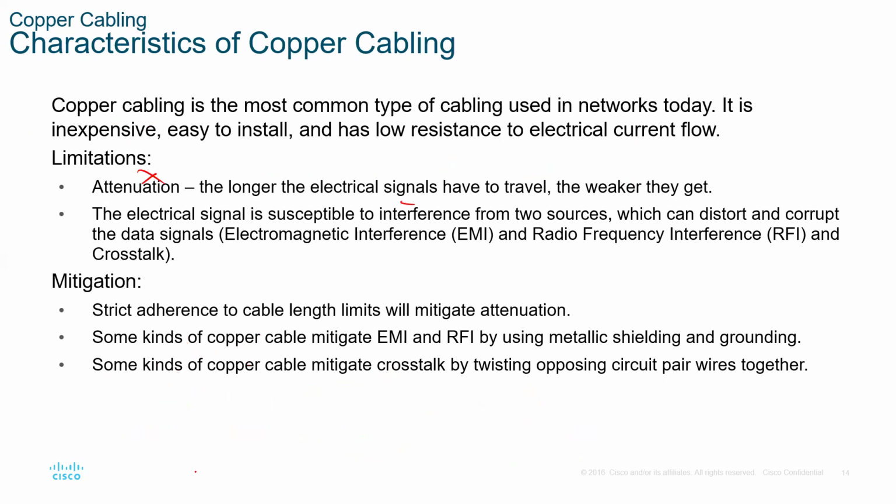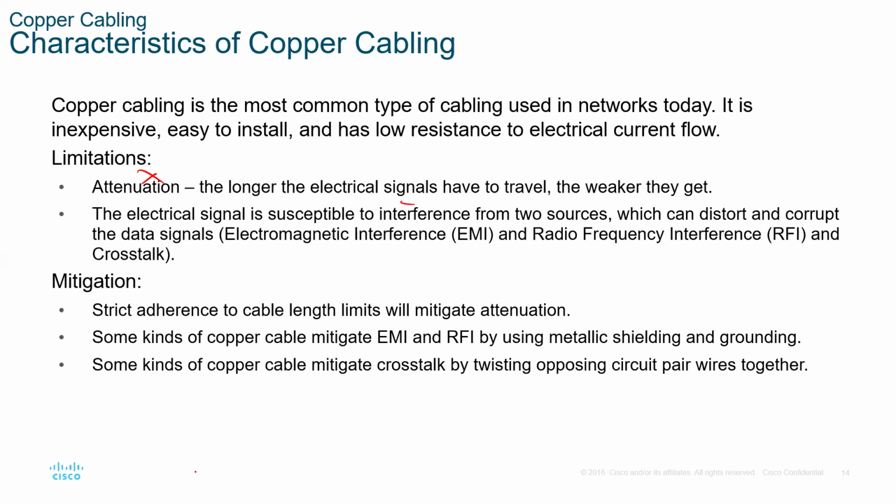The electrical signal is susceptible to interference from two sources. Right? We have two types of interference. That's a problem for copper, which is not a problem for fiber, by the way. We have EMI, electromagnetic interference, and radio frequency interference. Electromagnetic interference is external electromagnetic disturbances that degrade the performance of an electronic system.